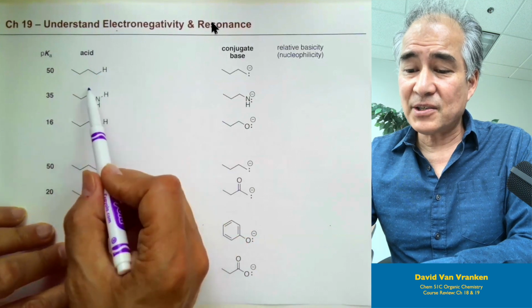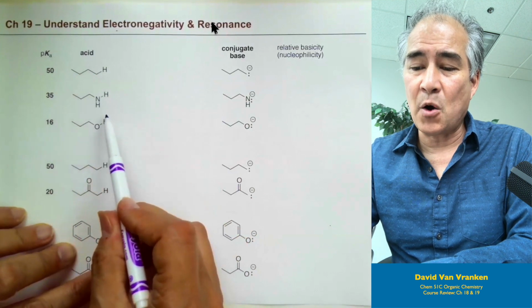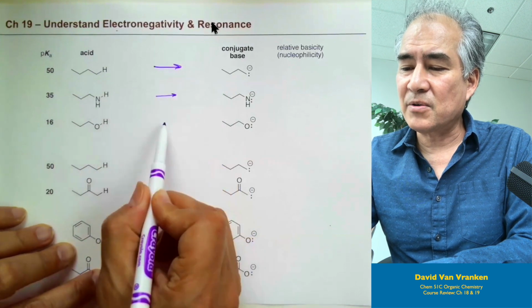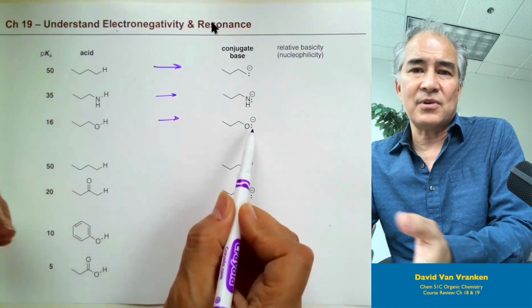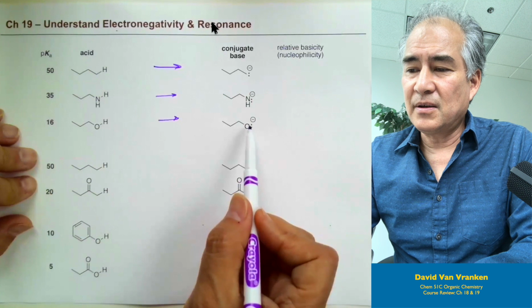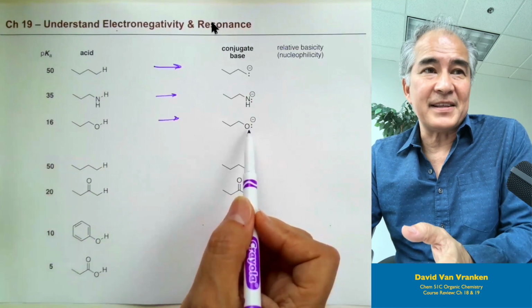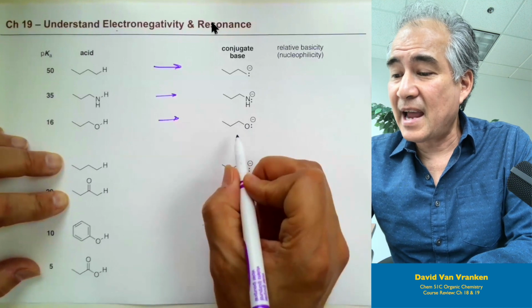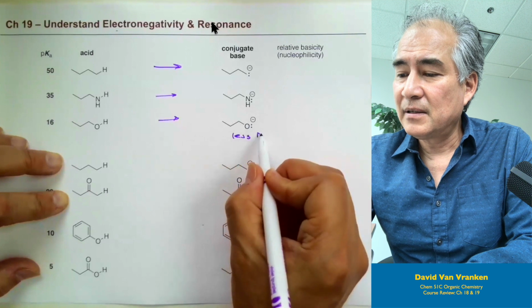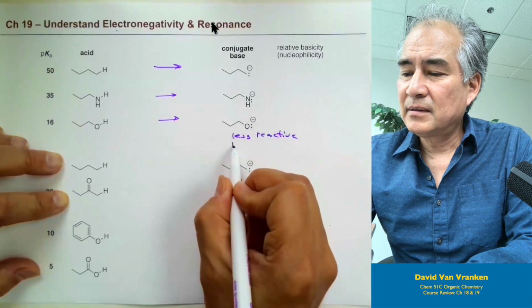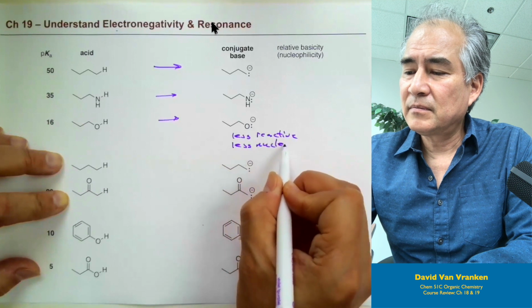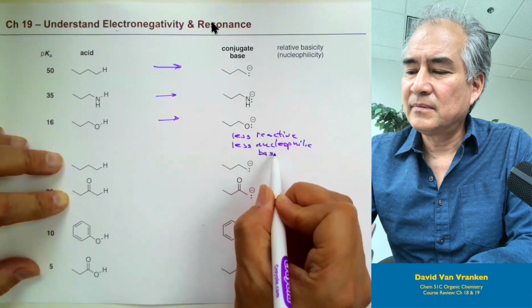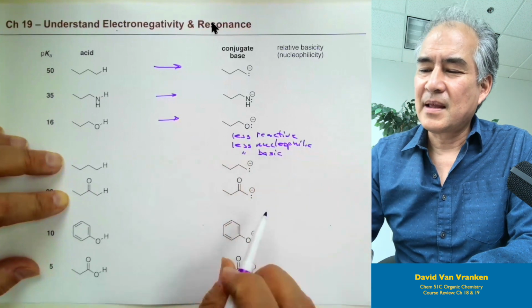So if I ask you to think about which of these ought to be more acidic, the OH, the NH, or the CH, you really need to draw out the conjugate base of each of those and ask which of these likes the extra electron density more. And the O minus loves having that electron density. It's less reactive because it's electronegative, it's less nucleophilic, and it's less basic. Nucleophilicity and basicity are types of reactivity. So I'll just put that less basic there.